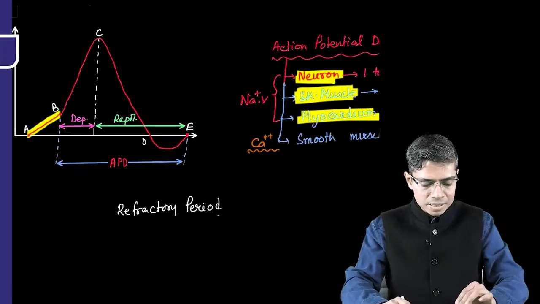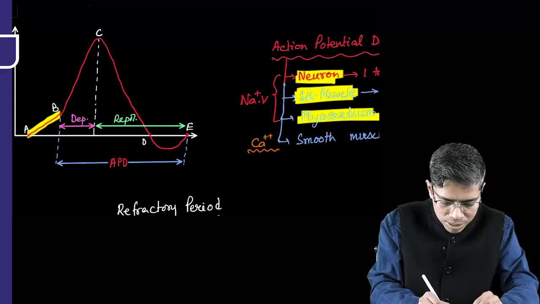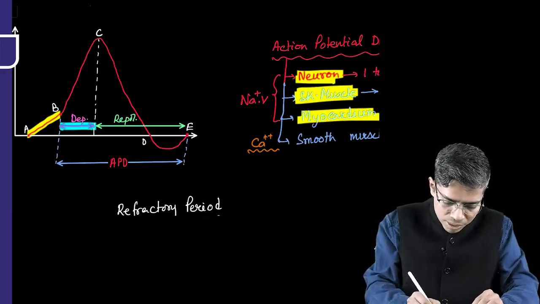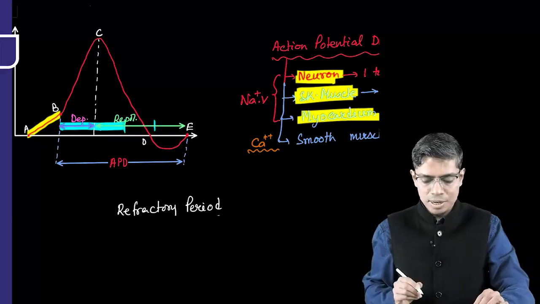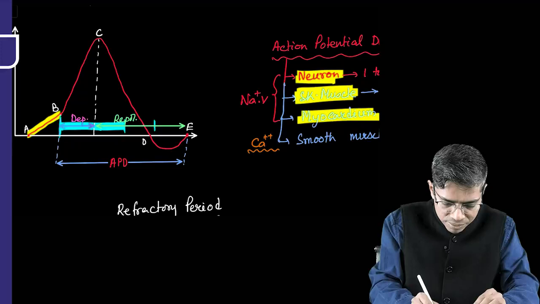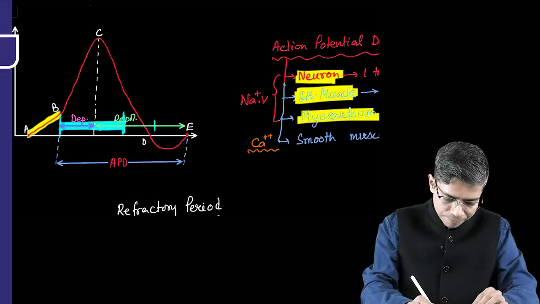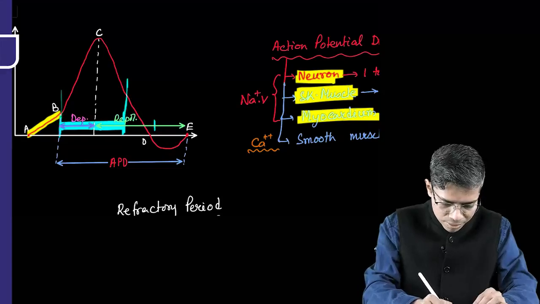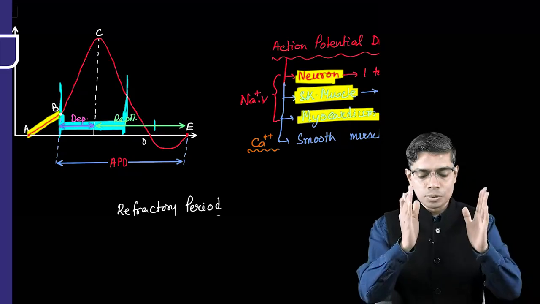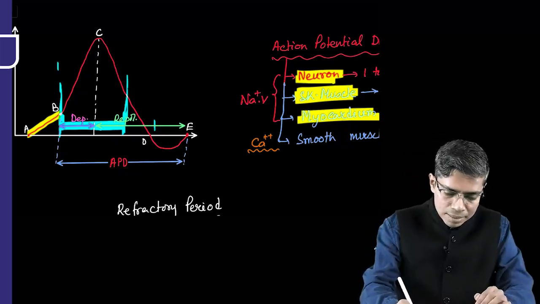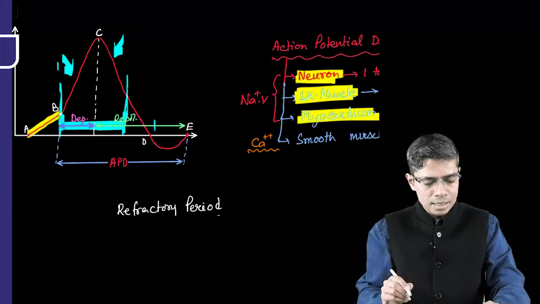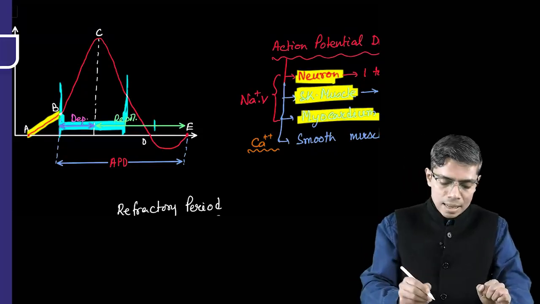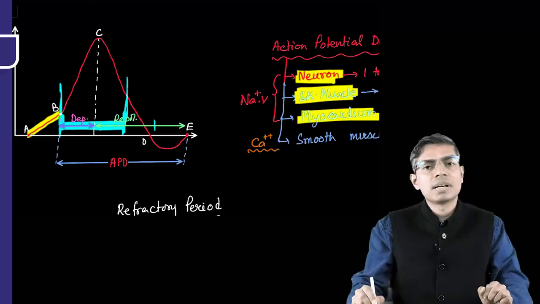So what do you mean by that? In this diagram, I take the total duration of the depolarization plus the first one third. Suppose I divide the repolarization into three parts, so I am taking the first one third of repolarization also. From here up to the first one third of repolarization, like this. From this up to this zone, if I give a second stimulus at any point, I'm not going to get a second action potential, and that's why this is known as the absolute refractory period of the action potential, right?